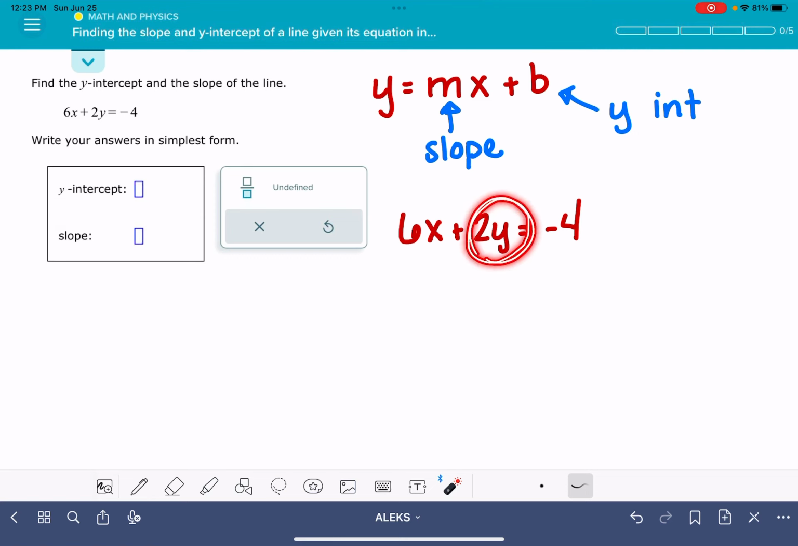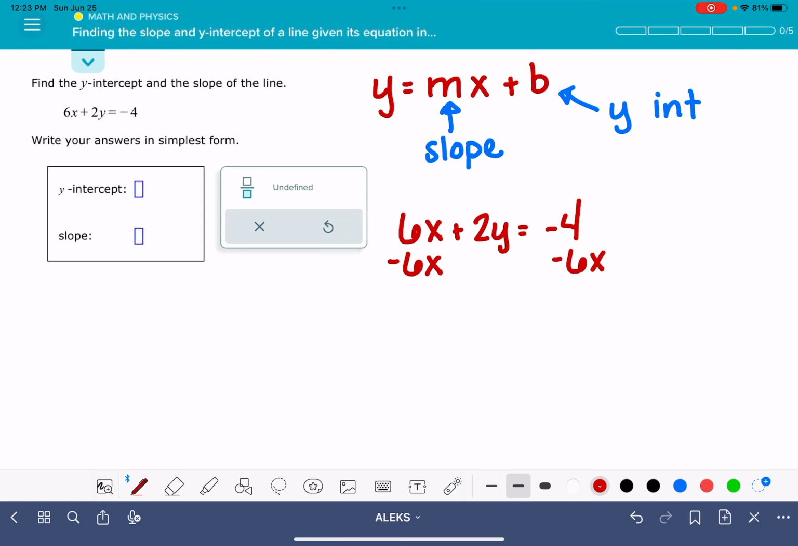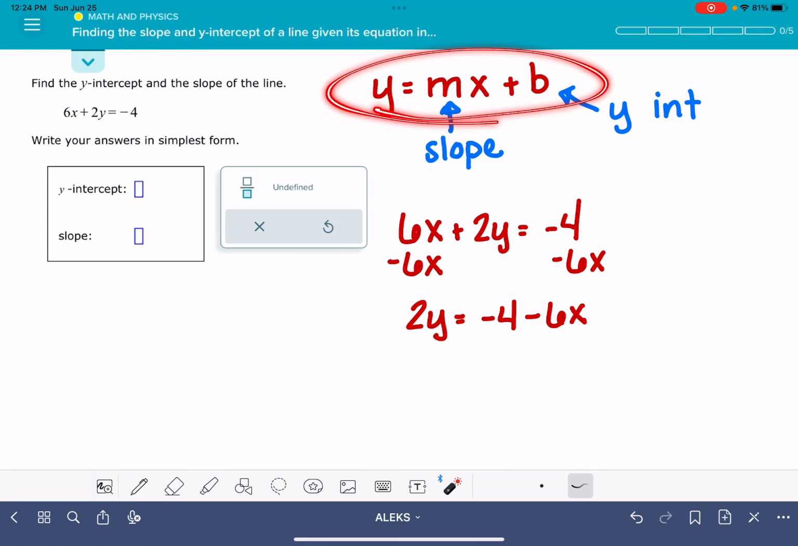on the left-hand side of the equal sign. Right now the y is on the left side, but I've also got that 6x term over there. So I'm going to begin by moving the 6x term over to the right side of the equation. I'll do that by subtracting 6x from both sides. That leaves me with 2y equals -4 minus 6x. So it's looking more like this version of the equation.